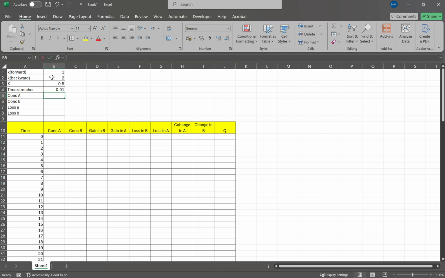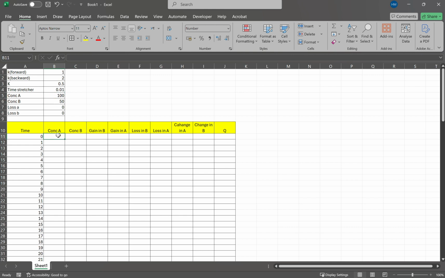Concentration of A, so we'll just put a starting value of 100. These are just numbers just to make sure we can see that our formulas are working. Let's put concentration of B as 50. Loss in A, we'll come back to this in a bit. Let's just put 0 and 0. That's going to be for if we want to demonstrate if things are escaping from our system, if it's not a closed system.